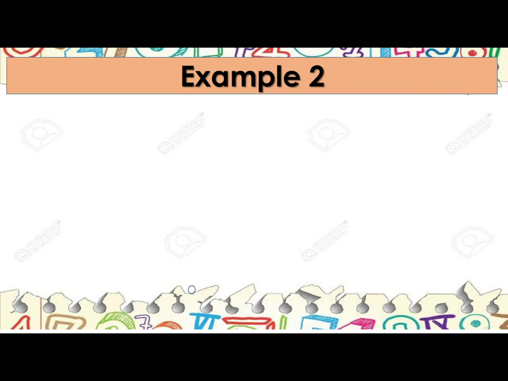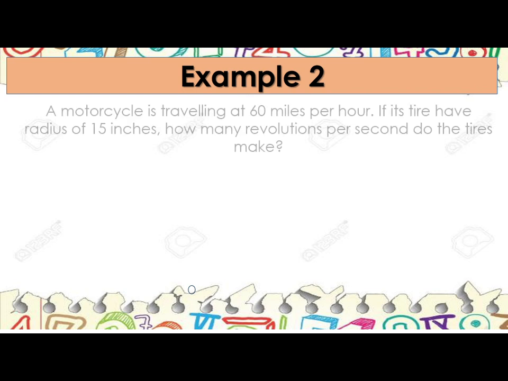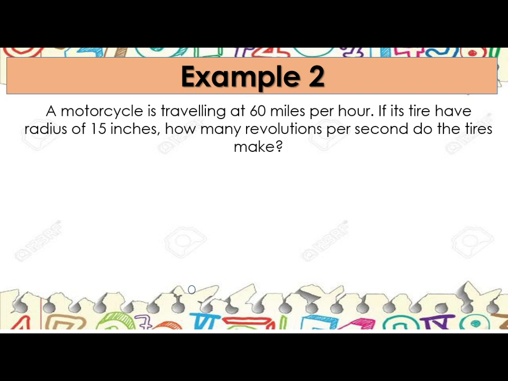So for you to understand more, let's have an example for linear and angular speed. Let me read this one to you. A motorcycle is traveling at 60 miles per hour. If its tires have a radius of 15 inches, how many revolutions per second do the tires make? So we are actually looking for the revolutions per second.